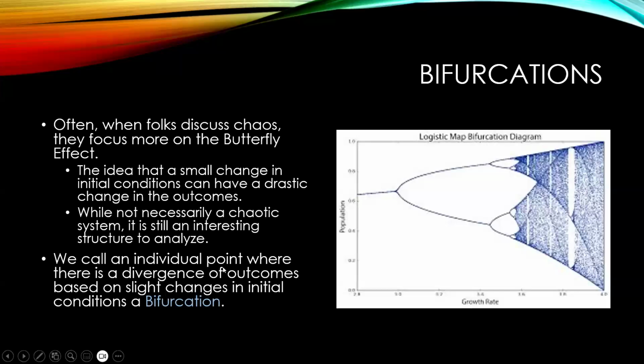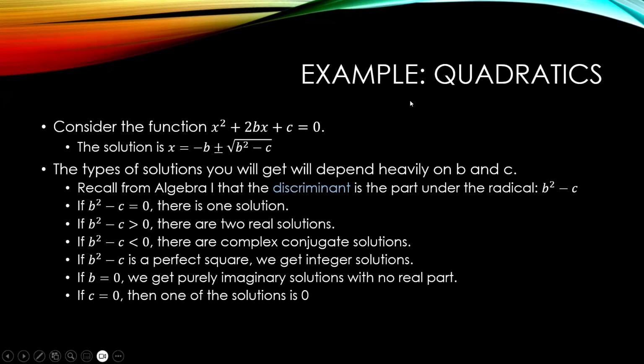We call an individual point where there is a divergence of outcomes based on a slight change in initial conditions a bifurcation. If all of the points have bifurcations, then we have chaos. Here's a simple example of where we can see bifurcations occurring. Consider the function x squared plus 2bx plus c equals 0. It is a quadratic equation, and we can solve it using the quadratic formula. We get x is equal to negative b plus or minus the square root of b squared minus c.